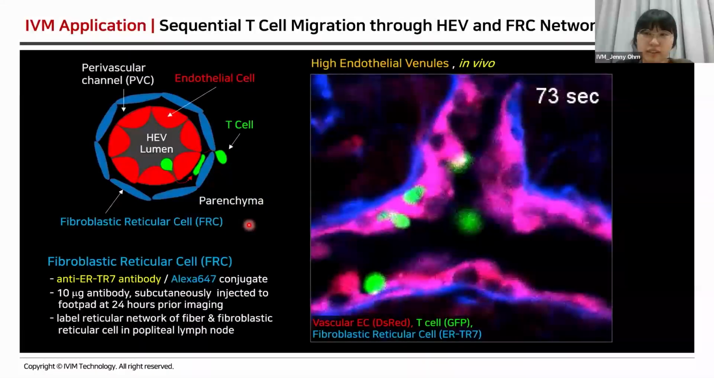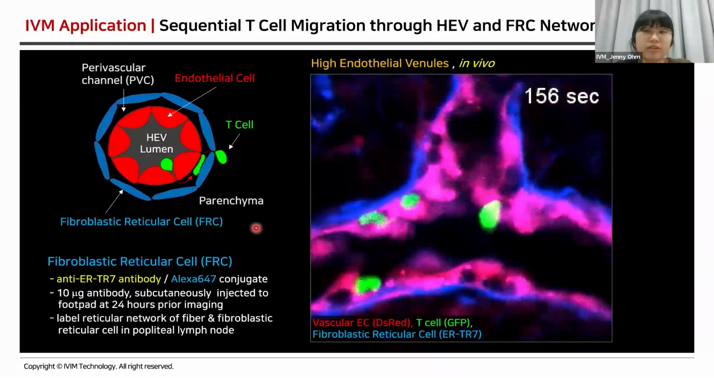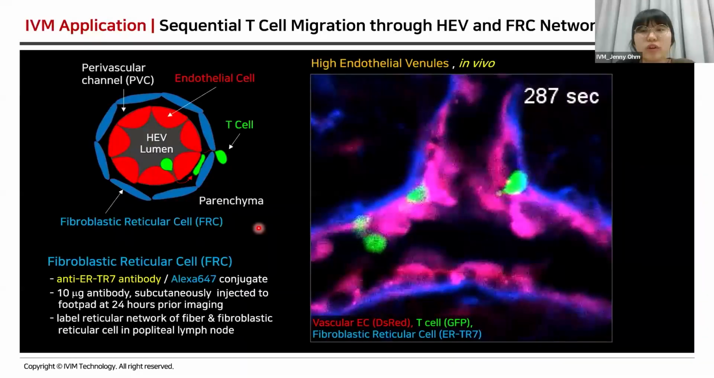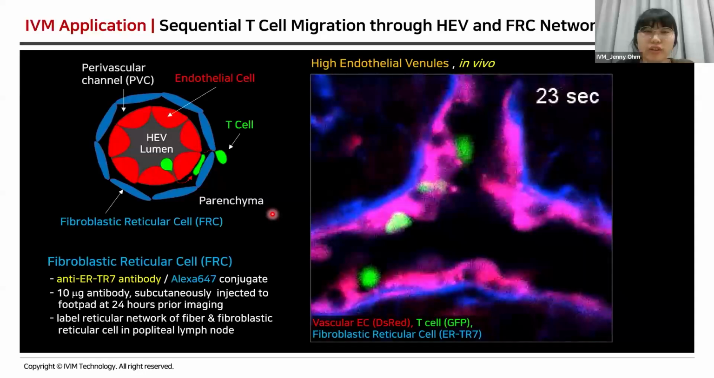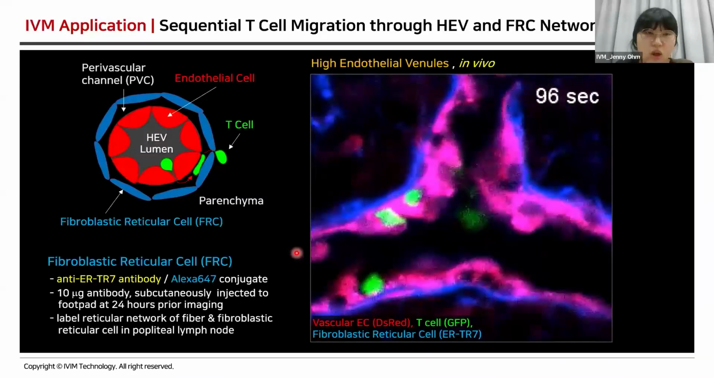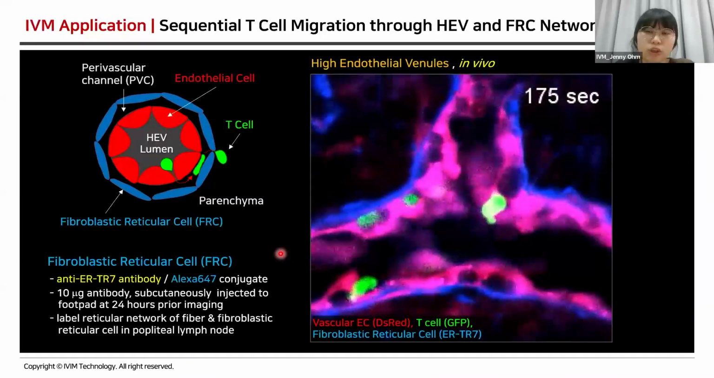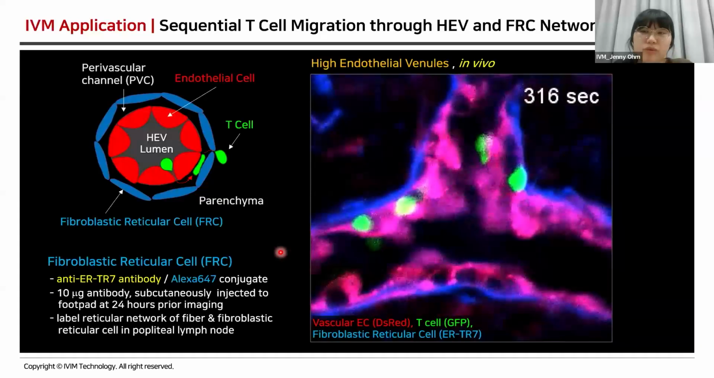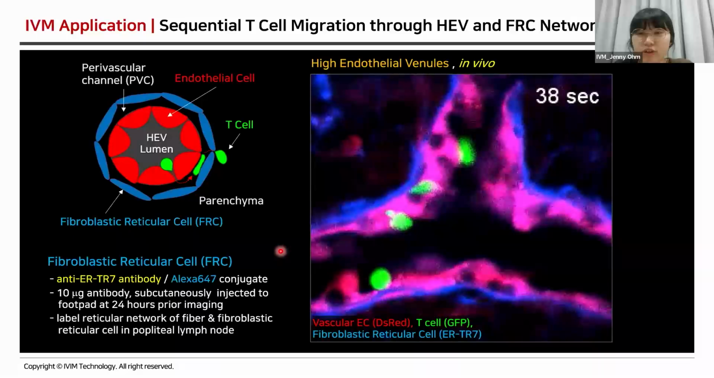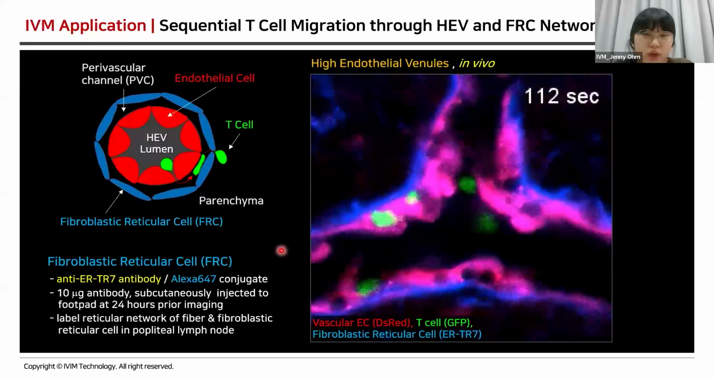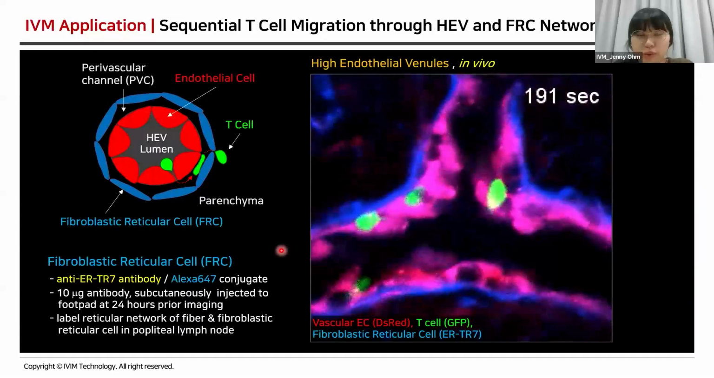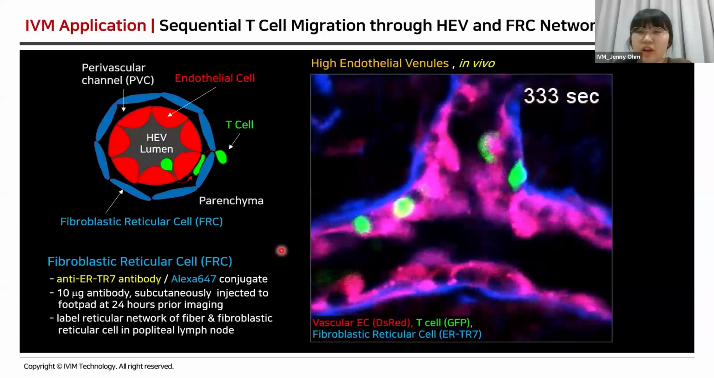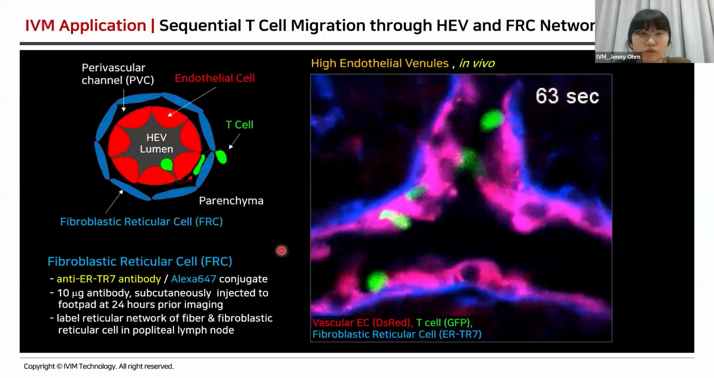Building upon the previous data, this next video captures what happens after T cells have traversed the HEV. You can now see them navigating through the surrounding fibroblastic reticular cell, or FRC, network, which surrounds the HEV structure. This allows us to precisely observe how activated T cells migrate through the lymph node's complex stromal framework following transendothelial migration, providing deeper insight into the cellular pathways that underlie the initiation of an immune response.